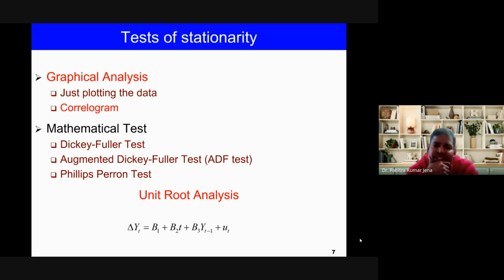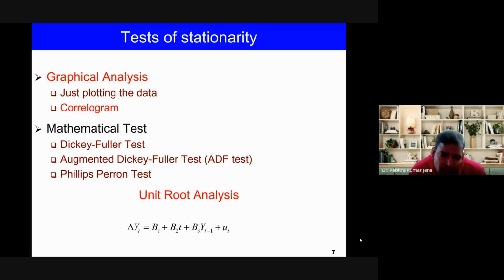Also there are some mathematical tests, that is the Dickey-Fuller test, augmented Dickey-Fuller test and Phillips-Perron test. With the help of mathematical tests we can test stationarity also. That also, for the time being, I'm taking a pause on. But before that I just wanted to tell you what the assumptions of OLS are.